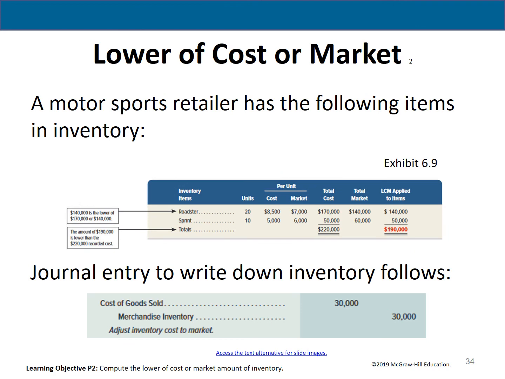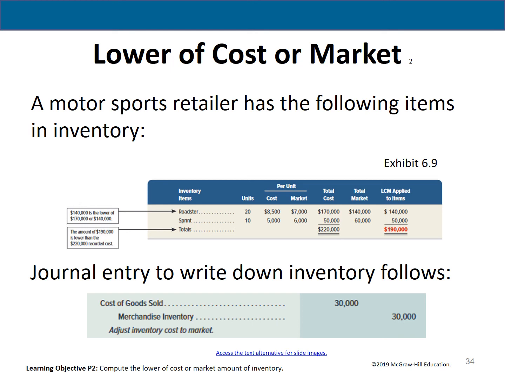So take a look. A motorsports retailer has the following items in inventory. They have a Roadster, 20 of them. They cost $8,500. If they had to go out and replace them on December 31st, they would have to pay $7,000. So the total cost of the items, 20 times $8,500, is $170,000. The cost to replace them the day they're doing their balance sheet, 20 times $7,000, is $140,000.